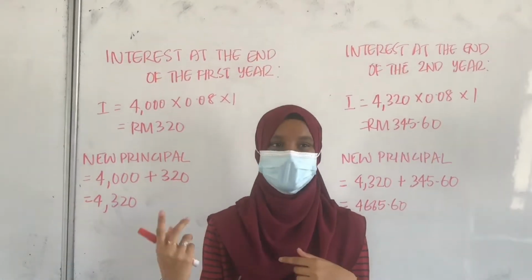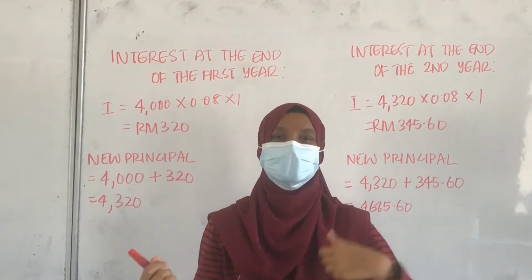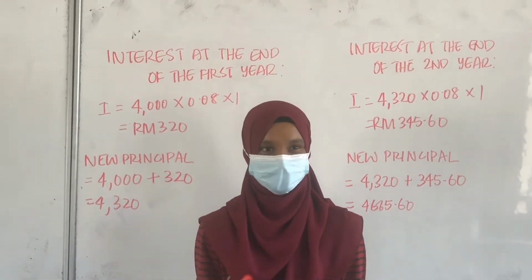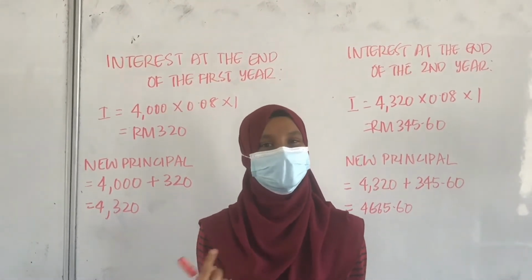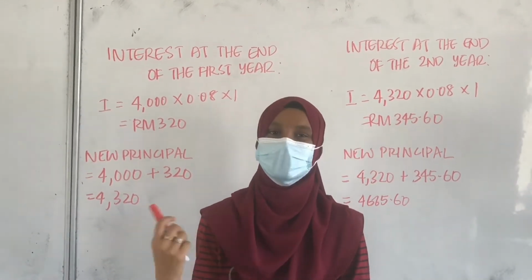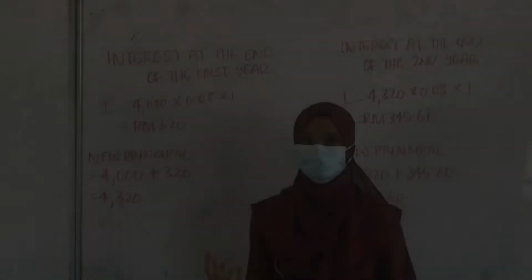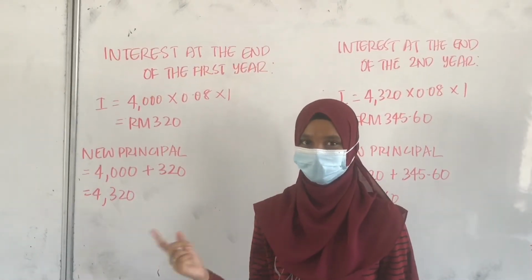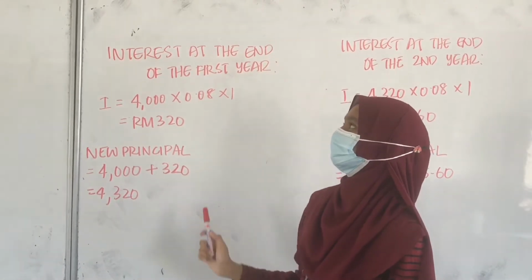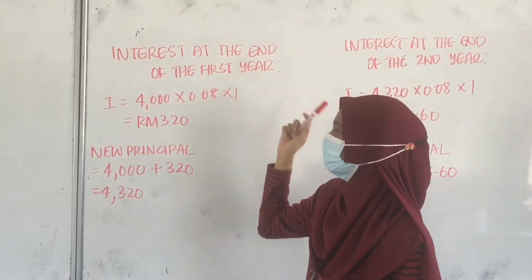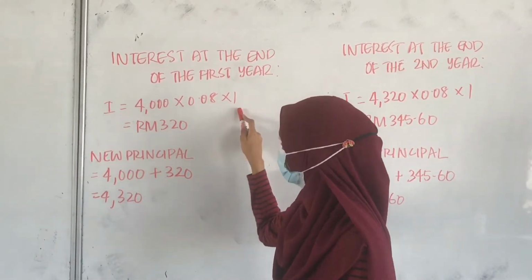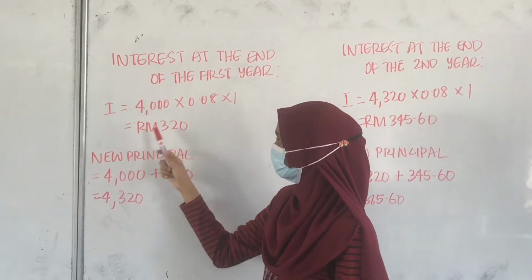However, compound interest is the interest earned not only on the original principal, but also on all interest earned previously. In other words, at the end of each year, the interest earned is added to the original amount and the money is reinvested. If we use compound interest for the situation you just stated, the interest will be computed as follows. Interest at the end of the first year is I equals 4,000 times 0.08 times 1. So we will get 320 ringgit.